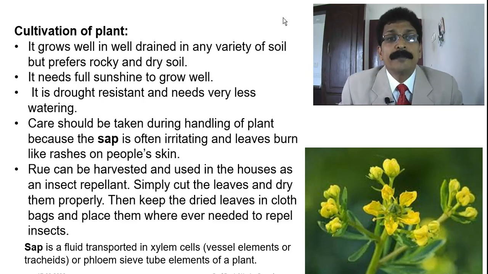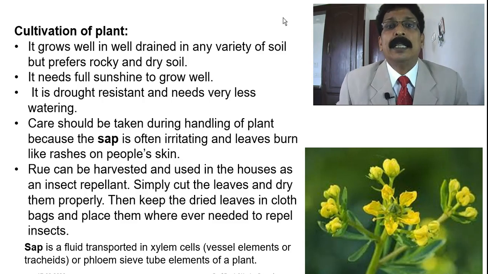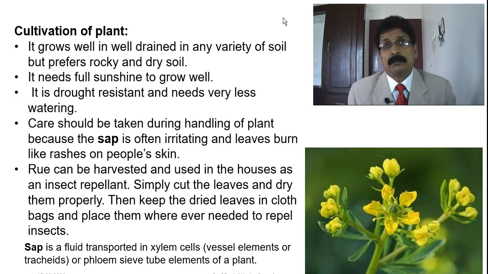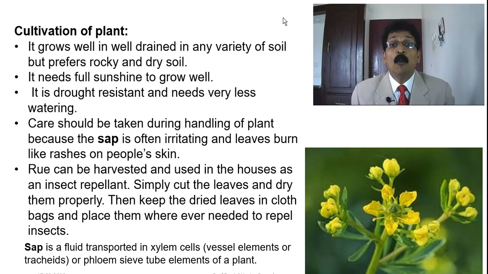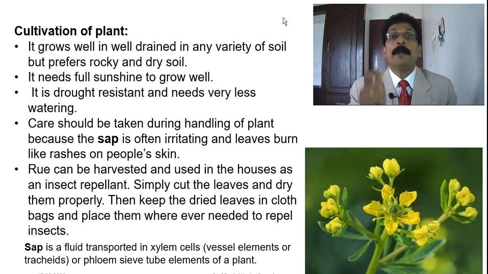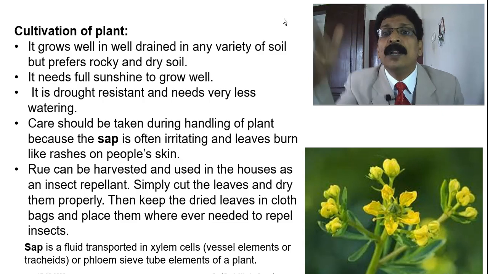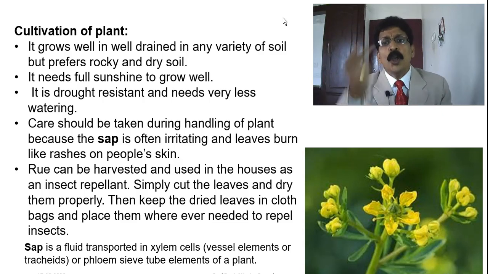So rue can be harvested and used in the houses as an insect repellent. Simply cut the leaves and dry them properly, then keep the dry leaves in a cloth bag and place them wherever you need to repel insects. The insects will run away. So you can use it as an insect repellent.